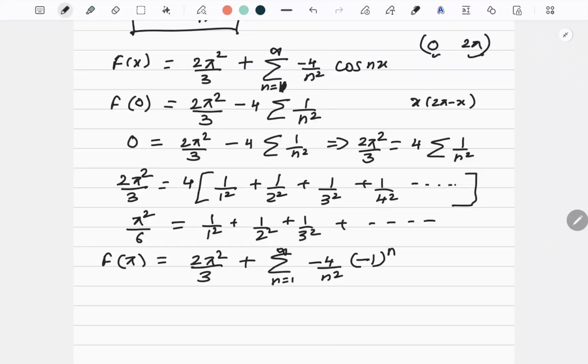Correct? Now again, what is the question? My question is x into 2 pi minus x. So what is the value of f of pi? Here I should put x equal to pi. This is x.